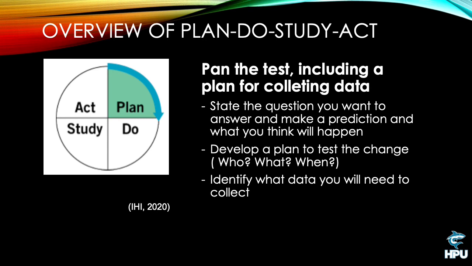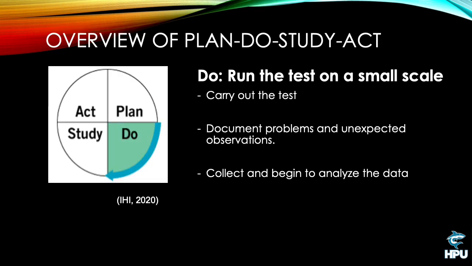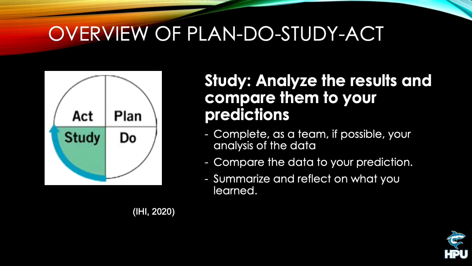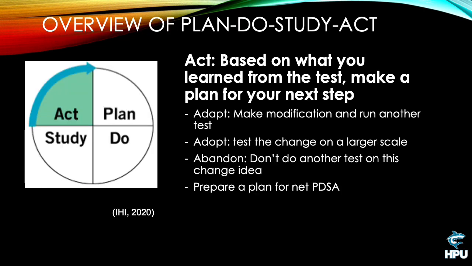Plan the test, including a plan for collecting data. State the questions that you want to answer and make a prediction about what you think will happen. Develop a plan to test the change and ask these questions: who, what, when, where. Identify what data you will need to collect. Do: run the test on a small scale. Study: analyze the results and compare them to your predictions. Act: based on what you learned from the test, make a plan for your next step.